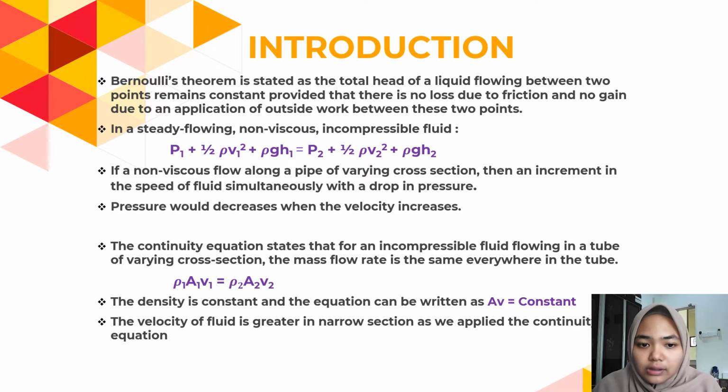The continuity equation states that for an incompressible fluid flowing in a tube of varying cross-section, the mass flow rate is the same everywhere in the tube. So the equation can be written as rho 1 A1 V1 equals rho 2 A2 V2. But since the density is constant, it is simply the flow rate, which is AV, that is constant. So the velocity of fluid is greater in a narrower section as we apply the continuity equation.